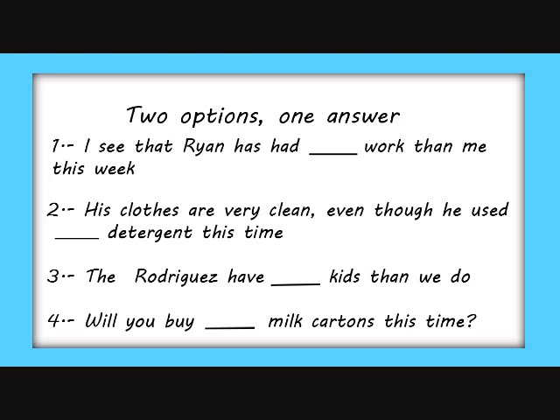For number 1, I see that Ryan has had less work than me this week. Number 2, his clothes are very clean, even though he used less detergent this time. Number 3, the Rodriguez have fewer kids than we do. And number 4, will you buy fewer milk cartons this time? Yeah, even though we're talking about milk and we cannot count milk, we can count cartons of milk. Okay, so it is fewer.